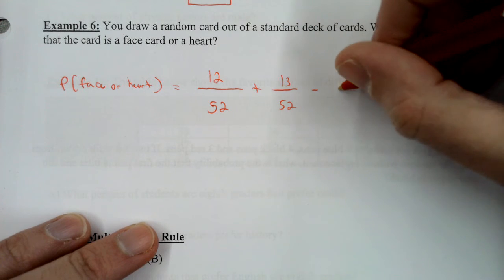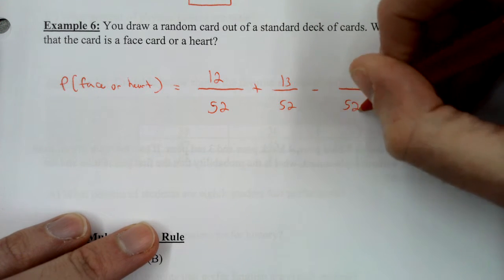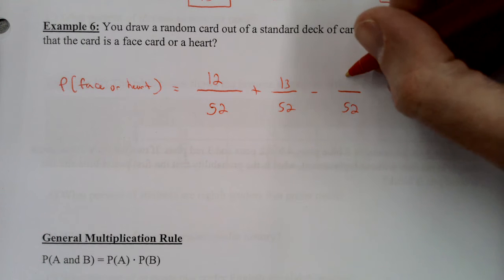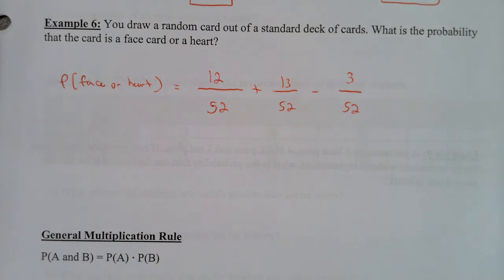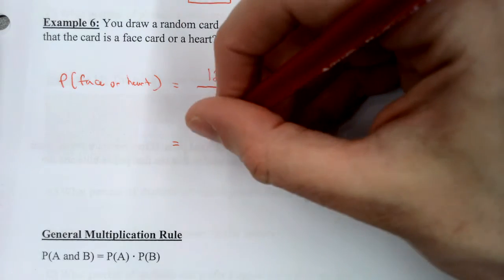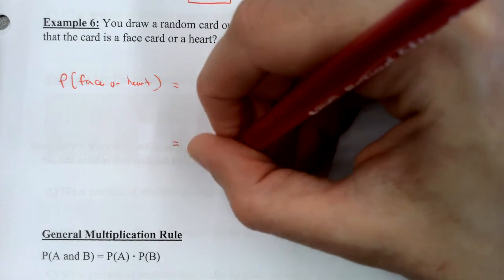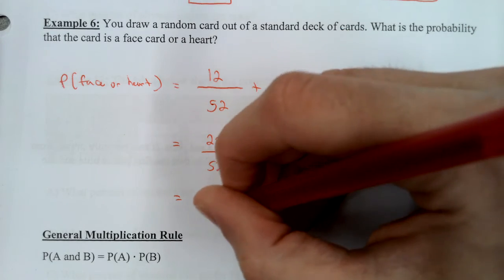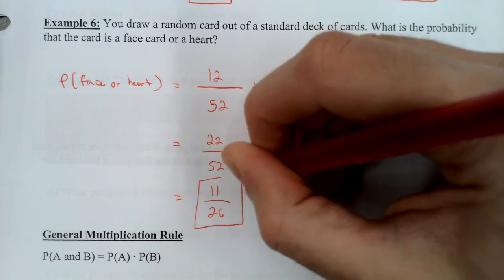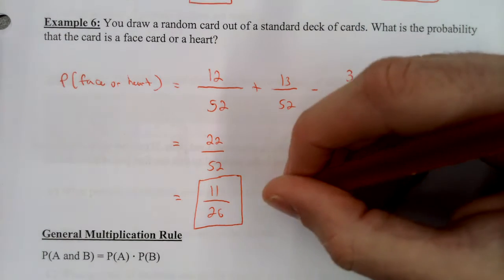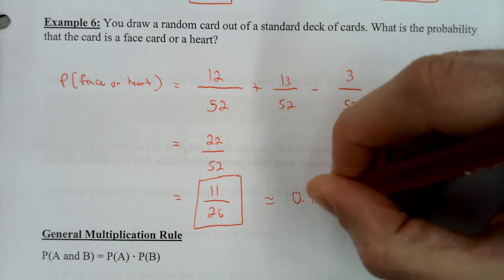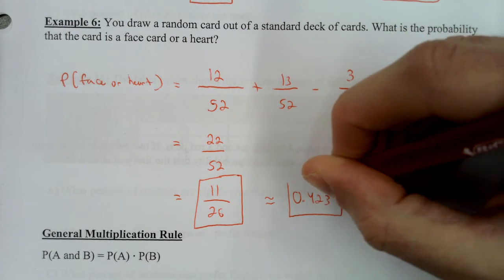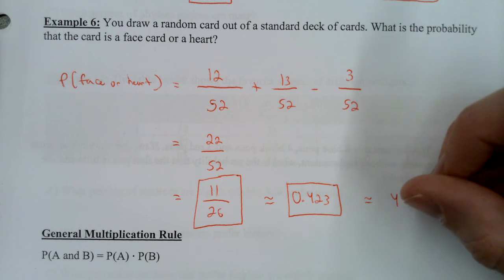And then we're going to subtract out the repeats, the ones that are both hearts and faces, and there's 3 of those. So that'll give you 22 out of 52. Let's simplify that fraction to 11/26. Let's put it as a decimal, 0.423. And a percentage, 42.3%.